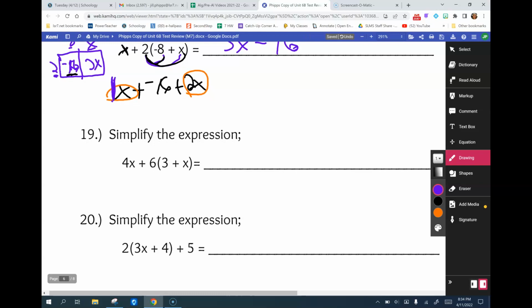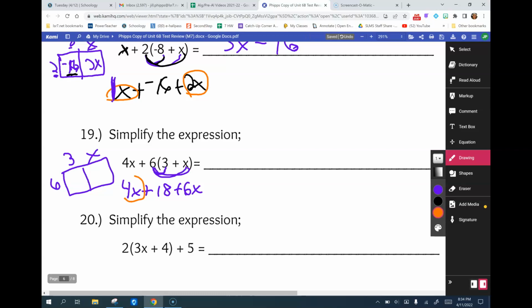Number 19, we get to do the same thing. We're going to distribute first. So we get 4x and draw the box. If you like the box, draw the box. Okay? I like the box. I also like not drawing the box. So sometimes I'll do one, sometimes I'll do the other. So 6 times 3 is 18. 6 times x is 6x. You need to go with what your mind sees.